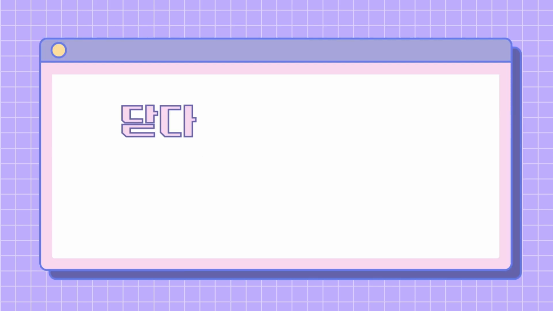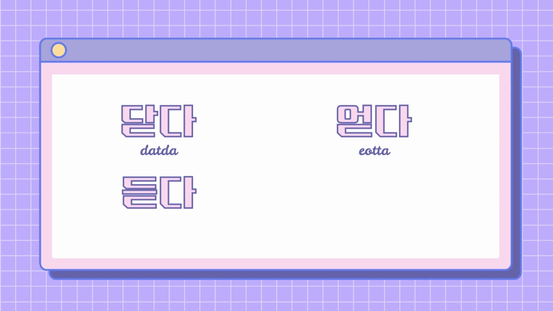Now it's your turn to practice. 탔다, 탔다. 얻다, 얻다. 듣다, 듣다. 팠다, 팠다. Don't worry if you're having problems differentiating the sounds. You're a beginner. Over time and with practice, you'll get better. So, don't give up and keep practicing.